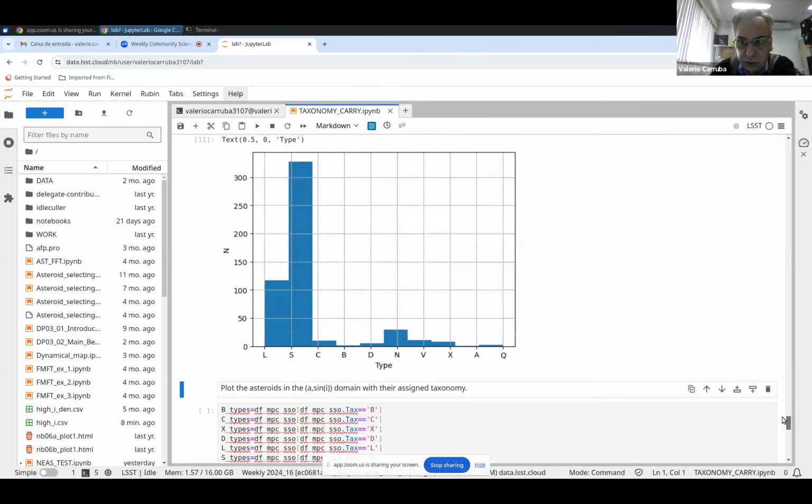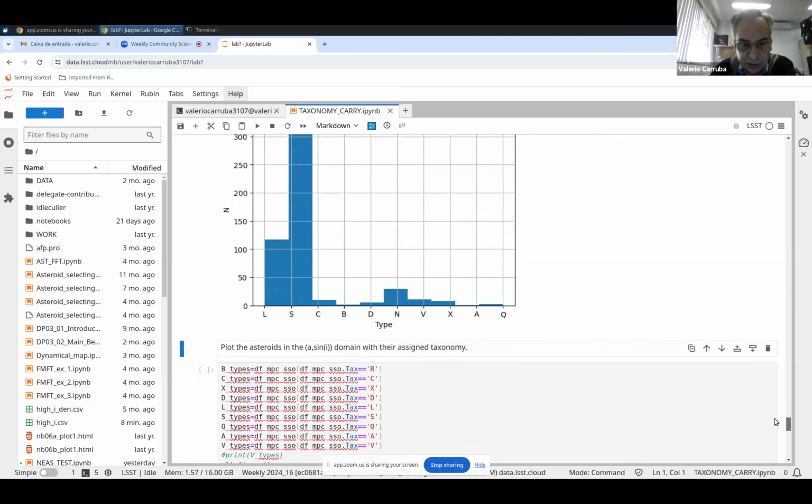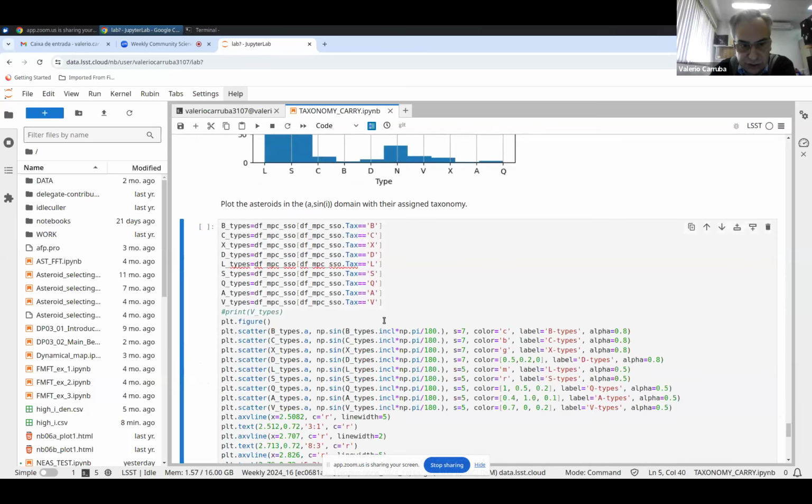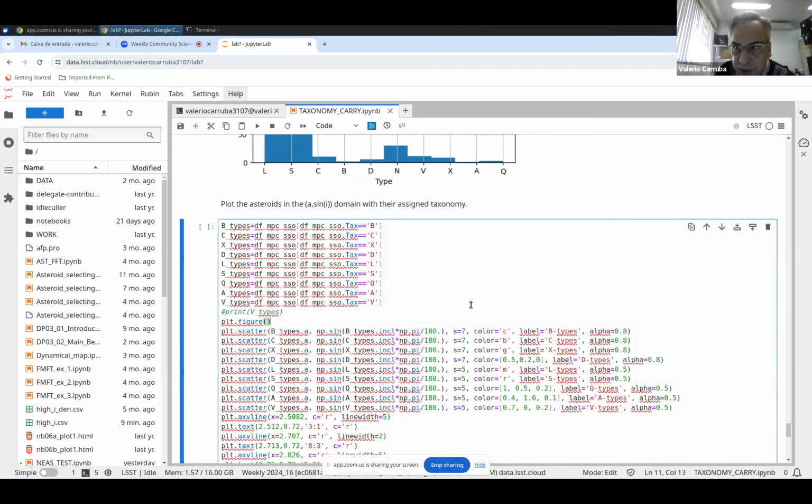Okay, so we are almost done. We already have the taxonomic classification for each object. We can create masks for each of these classes and plot where the C-type, B-type, X-type, etc. are located.